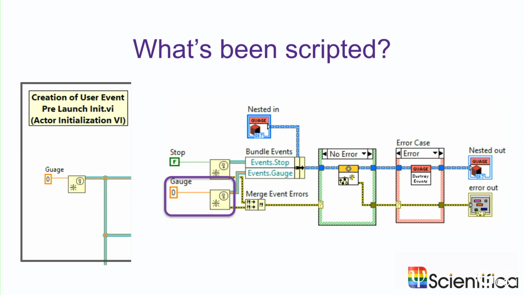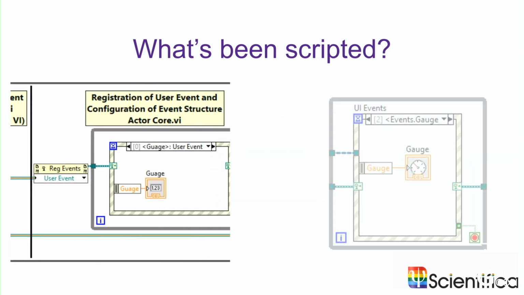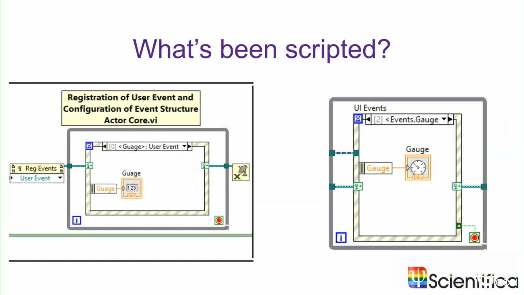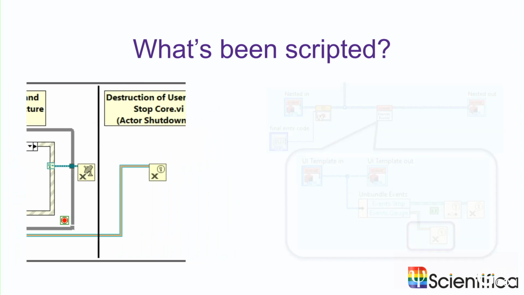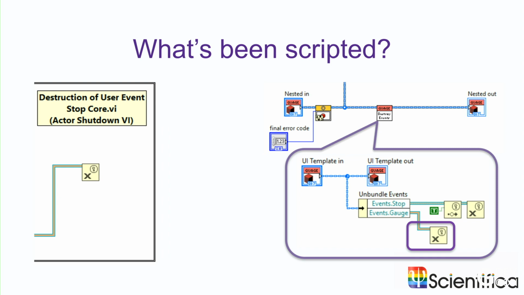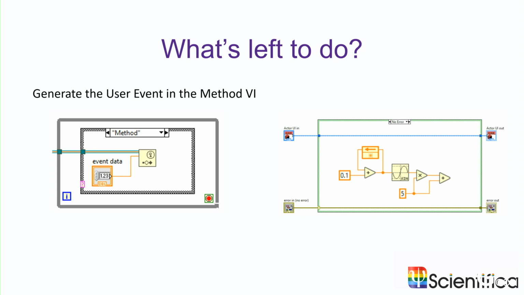In our pre-launch init, this create user event function was scripted, placed down, wired up, a constant was made and renamed. In Actor Core, we see this happen before our eyes, where we configured this new event case. And then within a sub-VI in stop core, we destroy that user event as well. Which means the only thing left for me to do is to generate that user event. So we've created it, we've configured it, we've destroyed it. We now need to generate that user event.